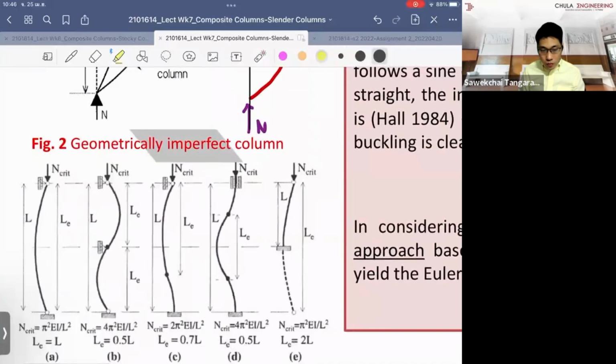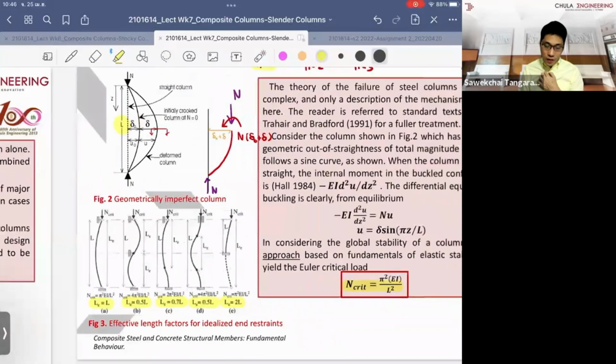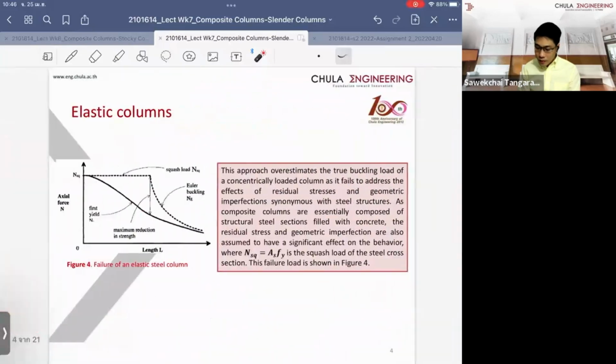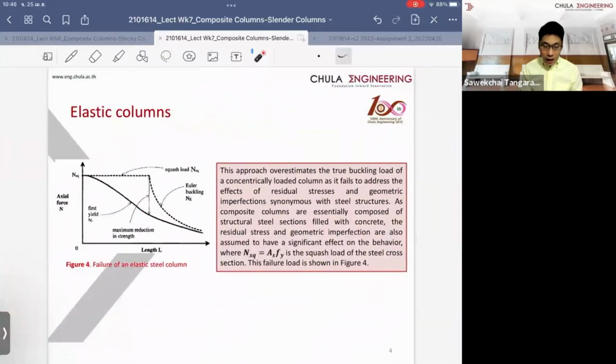I didn't go too much into this, but I just would like to emphasize and tell you the concept, and it's quite reasonable why we have to adjust in the code. The code always refers to the Euler buckling, but they have some modification factor to the Euler buckling formulation, right? Before we go to the formulation, let's have a look at the graph here.